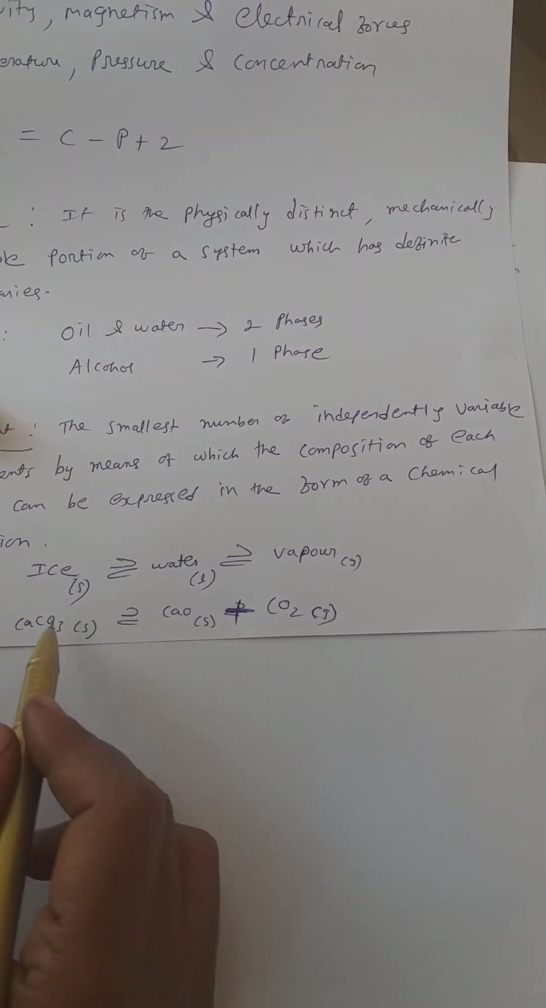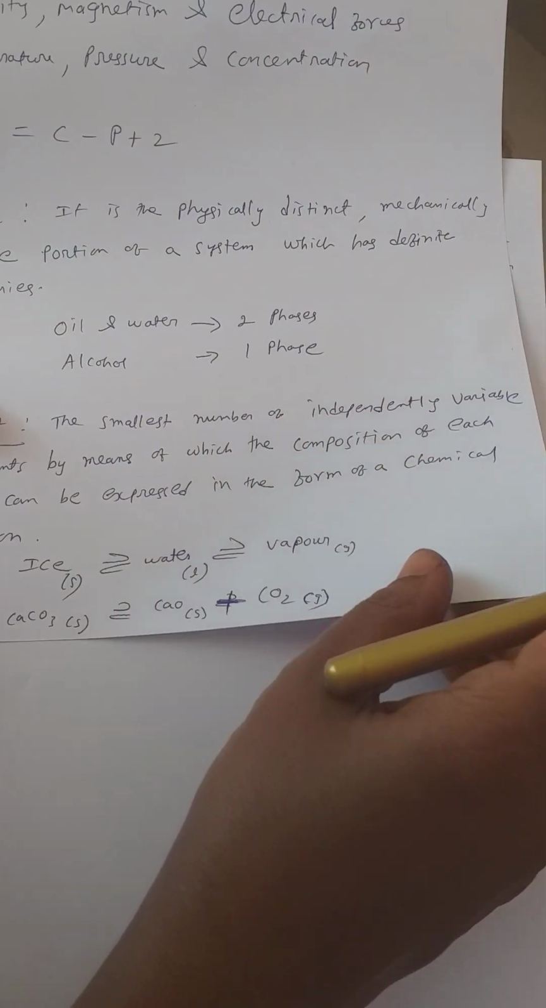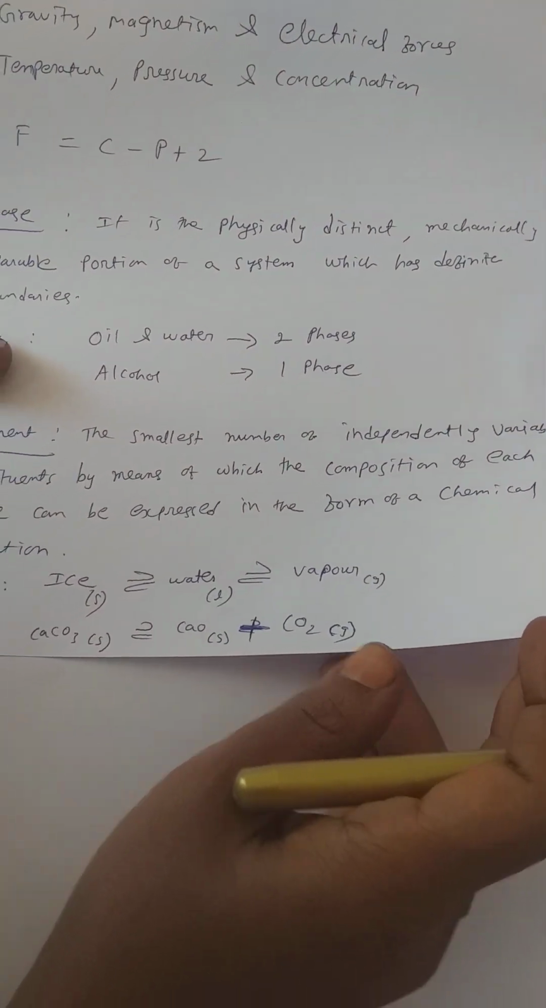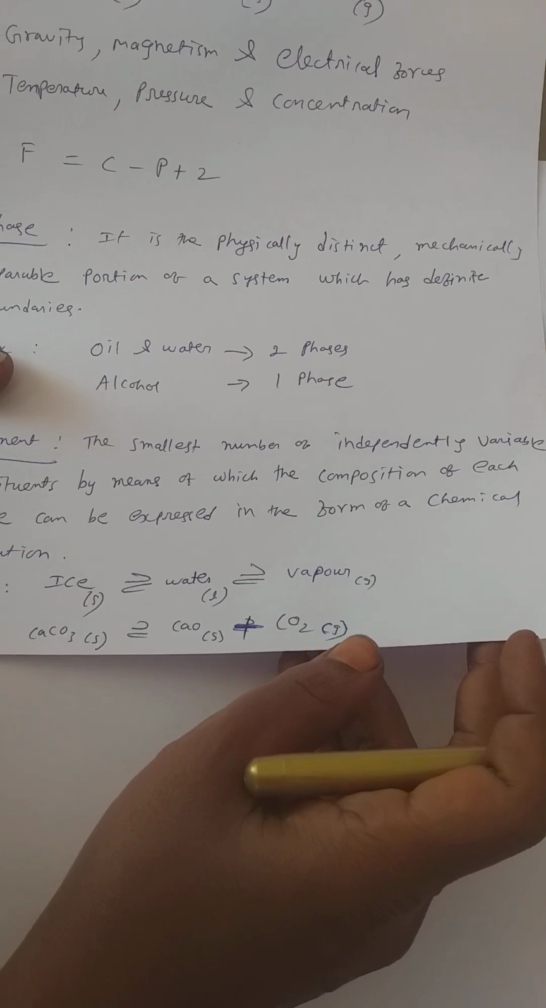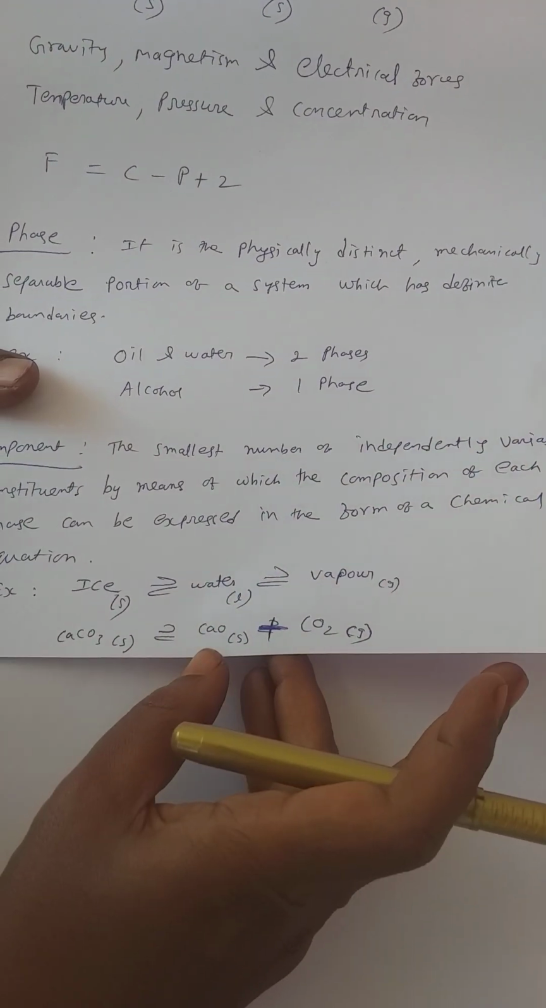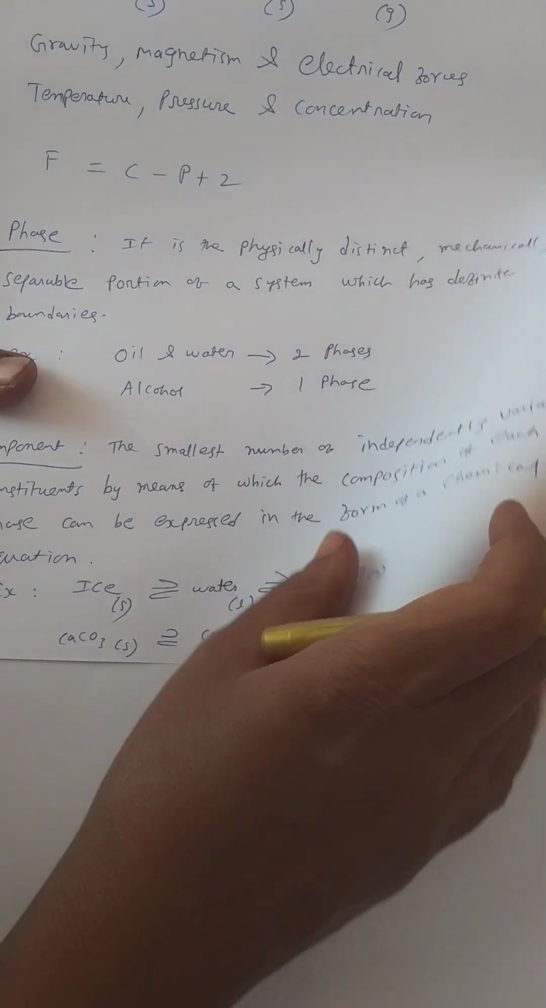Therefore, such an equilibrium is called a heterogeneous equilibrium, and the number of components is two. Totally, two components are required to define each phase present in this heterogeneous equilibrium.